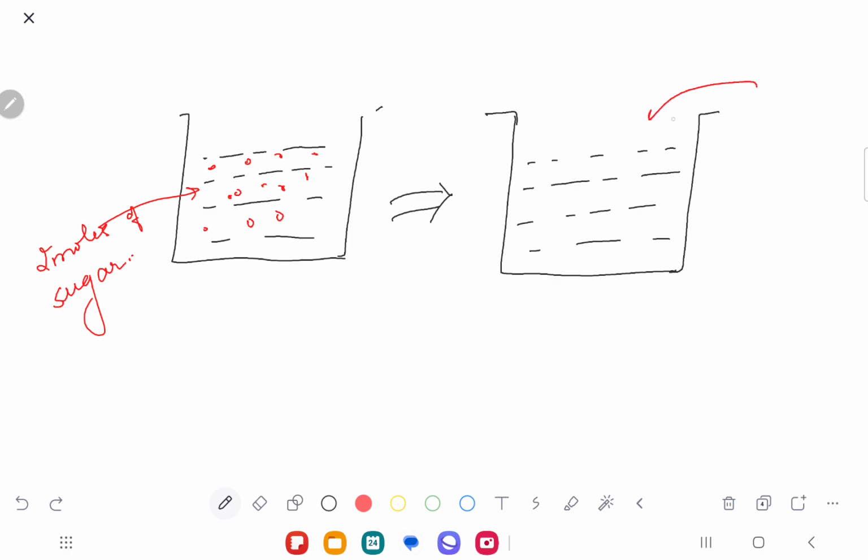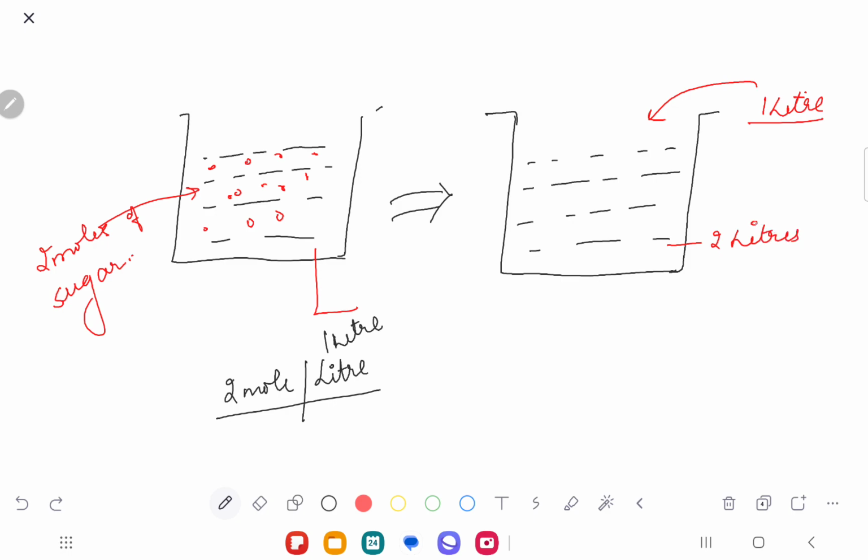But I have added more water to this. Let's suppose initially the water was 1 liter. So I had 2 moles of sugar per liter, isn't it? Now, what is happening? I have added 1 liter of water extra from outside. So now it becomes 2 liters of water, isn't it? And the sugar is still the same. I have not added any extra sugar into this, right? Sugar is still the same, but water has increased.